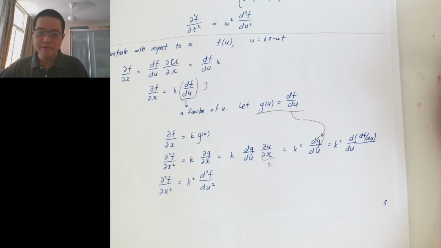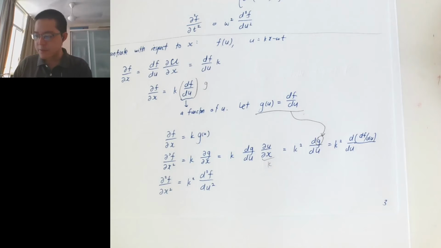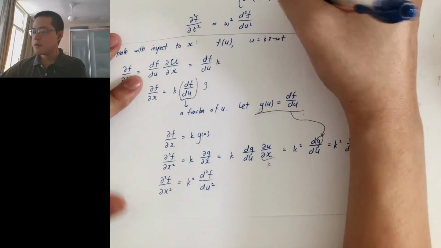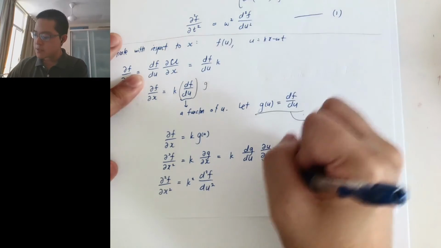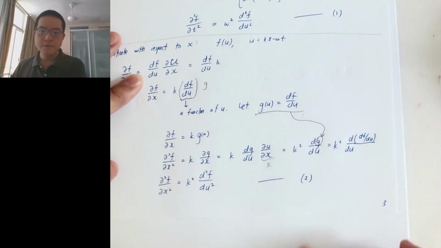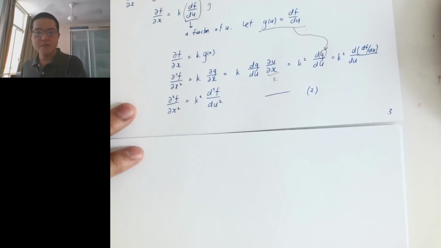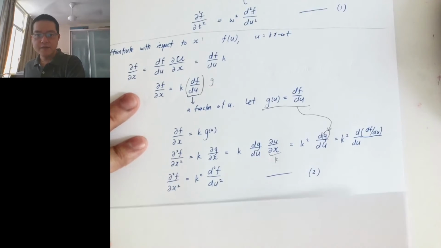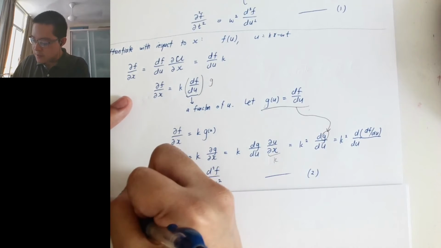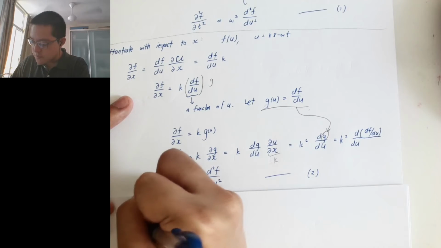Actually, it's more of a concern for you in calculus 2, but we are not doing calculus 2 now. I just want to derive the wave equation. You learn all the partial derivatives in calculus 2, but what I want to show you is how to derive the wave equation. So I got two equations here, equation 1 and equation 2. I'm going to divide the two equations. So I'm going to take equation 1 and divide by equation 2.